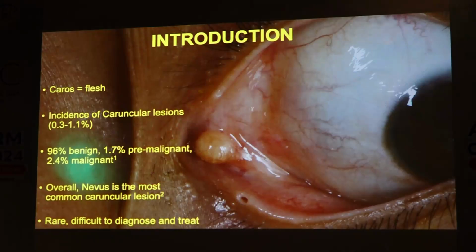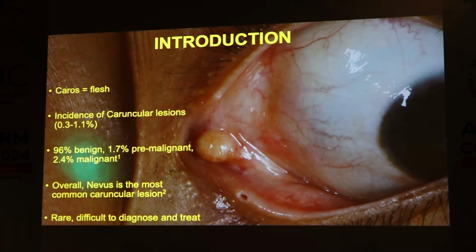What we often know from the literature is that caruncular lesions are extremely rare, with about 0.3 to 1.1% of the total surface lesions, with the majority of them being benign, and most of the series report that nevus from a caruncle is the most common lesion. Because of its rarity in presentation, it is difficult to diagnose and treat.